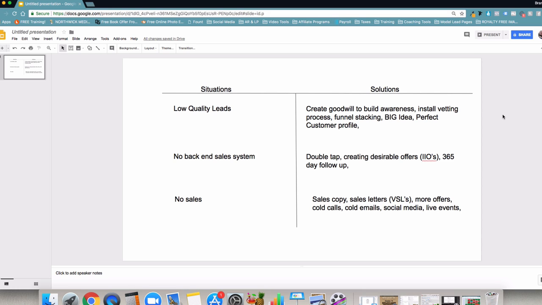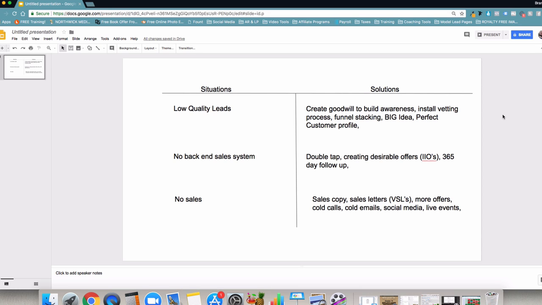Now, if you go to the second situation, no back-end sales sequence or back-end sales system, what if we created the double tap? Or if we showed them how to create the double tap? What if we taught them how to create desirable offers or irresistible intriguing offers, right? The IIOs. What if we were able to deliver a 365-day follow-up? Now, do you think that if those 3 things were put into our prospects' back end, that they would help create more sales?